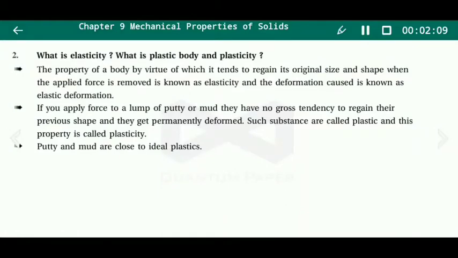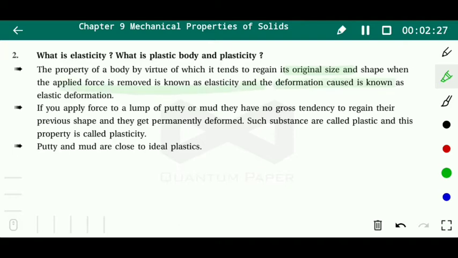Now we learn about another thing, that is elasticity, and what a plastic body and plasticity are. The property of a body by virtue of which it tends to regain its original size and shape when the applied force is removed is known as elasticity, and the deformation caused is known as elastic deformation. If you apply force to a lump of putty or mud, they have no tendency to regain their previous shape; they get permanently deformed. Such a substance is called plastic, and this property is called plasticity.